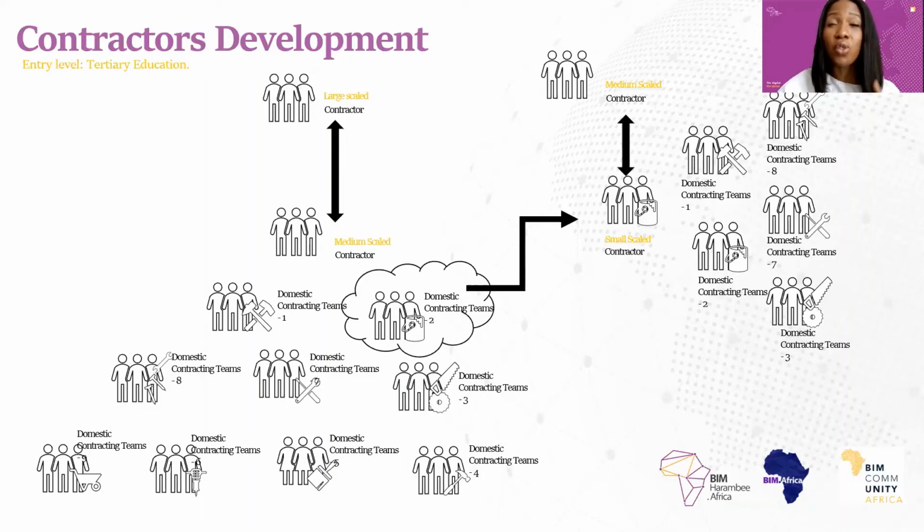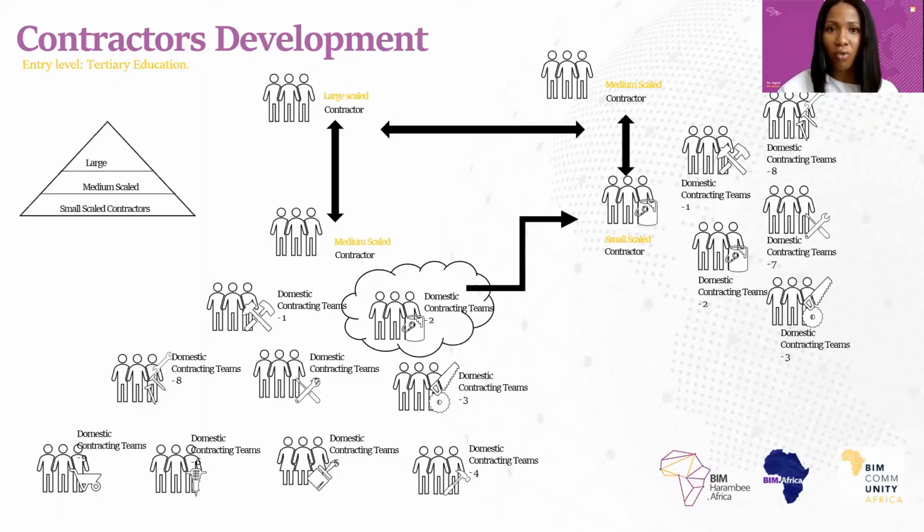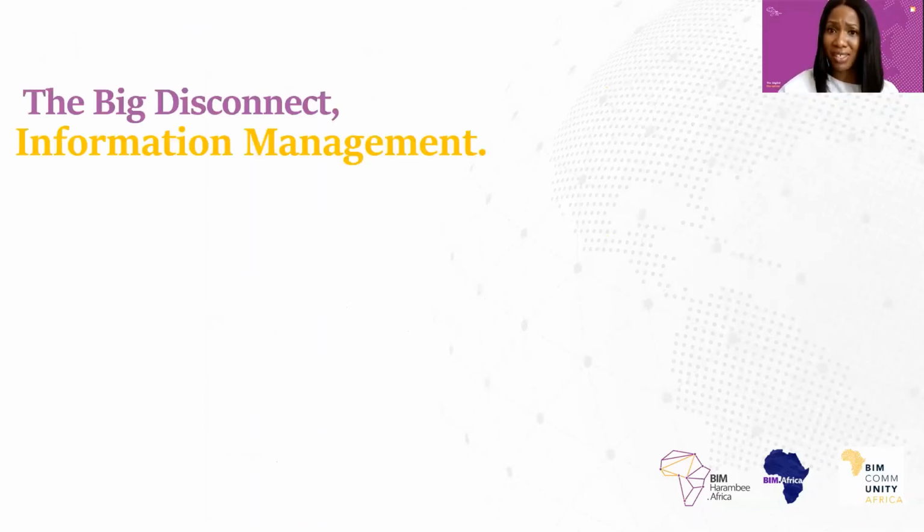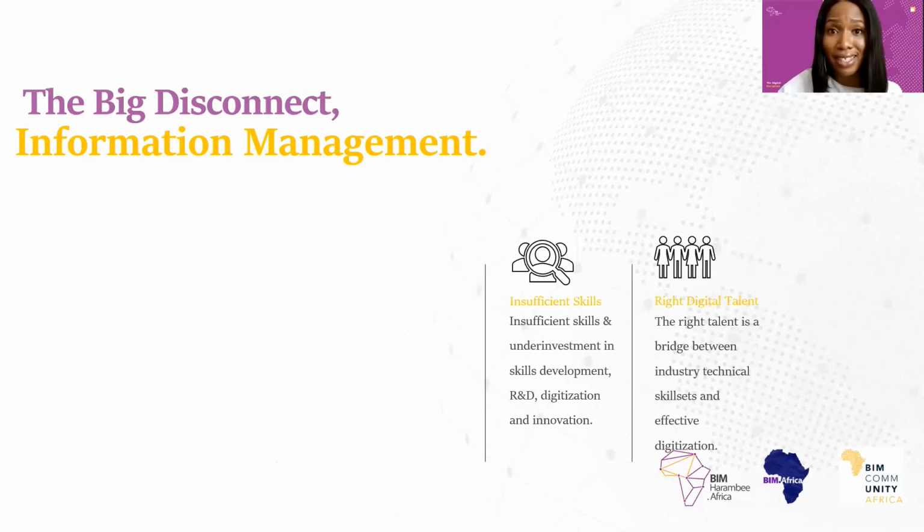Now, let's move on to the other aspects of what could possibly happen. The big disconnect. Let's go back to the other points that we still need to speak about, which is insufficient skills as well as finding the right digital talent. What does that mean? The industry is known to not have sufficient skill sets. So there are key skills required within the construction industry that we don't have enough of, or we don't have good quality workmanship in those areas.